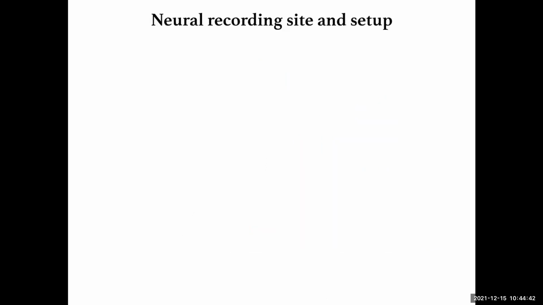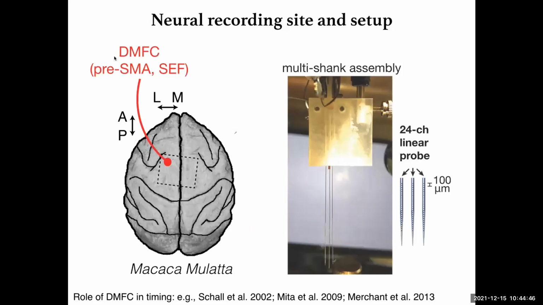So where do we go in the brain to find this neural correlate? We record from a region called the dorsomedial frontal cortex, which comprises the pre-SMA and SEF areas, which are known to be implicated in incorporating prior experiences into timing behavior. And for the electrophysiologist in the crowd, the setup we used was a set of 3 linear probes with 24 channels each, which we inserted acutely and allowed us to record, let's say, from 100 neurons on a good day.